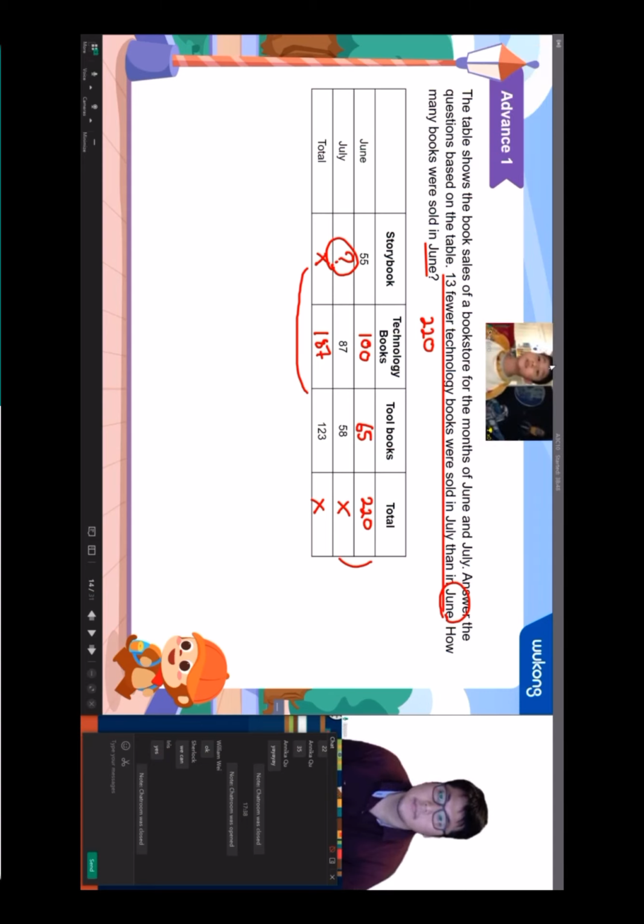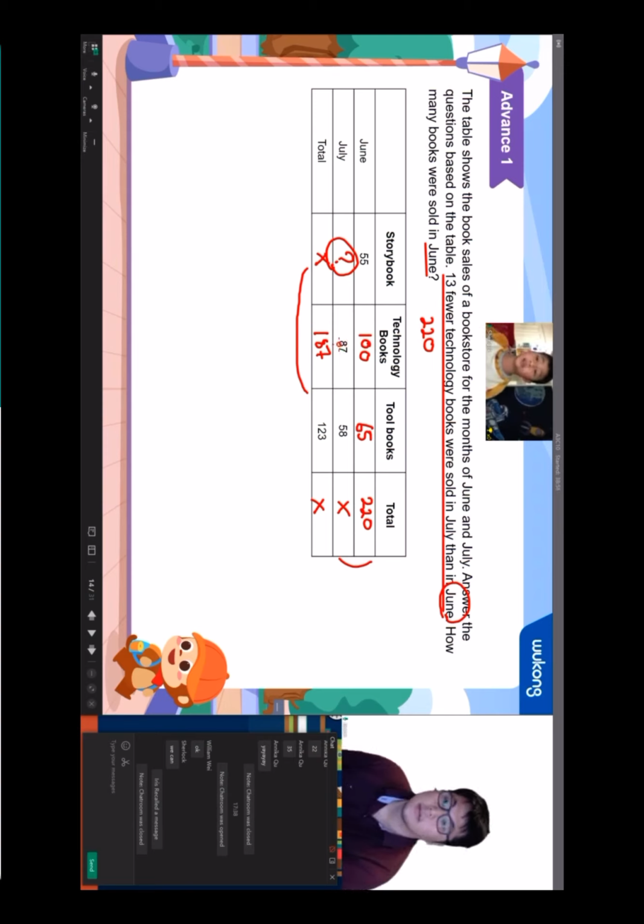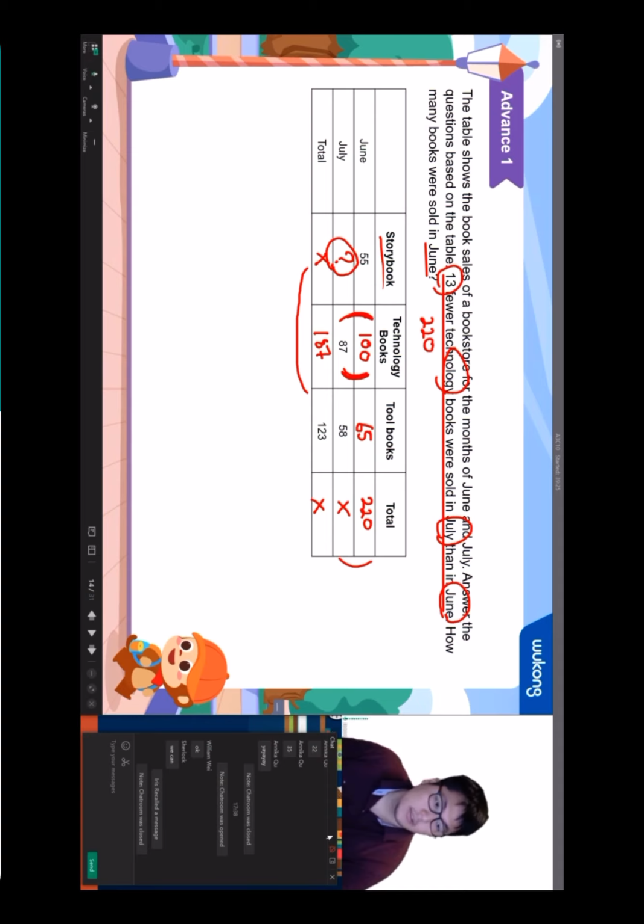Because it says 13 fewer technology books were sold in July than June, so maybe 87 minus 13, we can find July's storybook amount. No. You cannot guess like that. The question said 13 fewer technology books, and that's for July and June. So this is for these two numbers only. You cannot use 13 again for storybooks. It never said storybooks, Sherlock. Do you understand? Yes. Okay, so good try though.